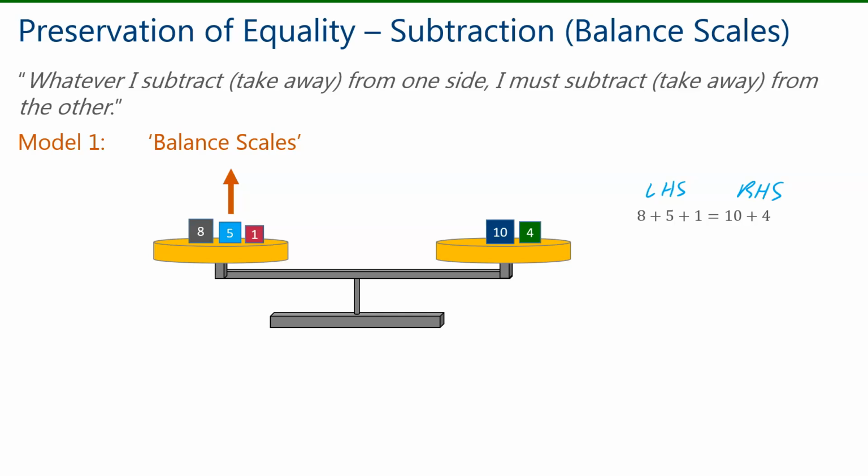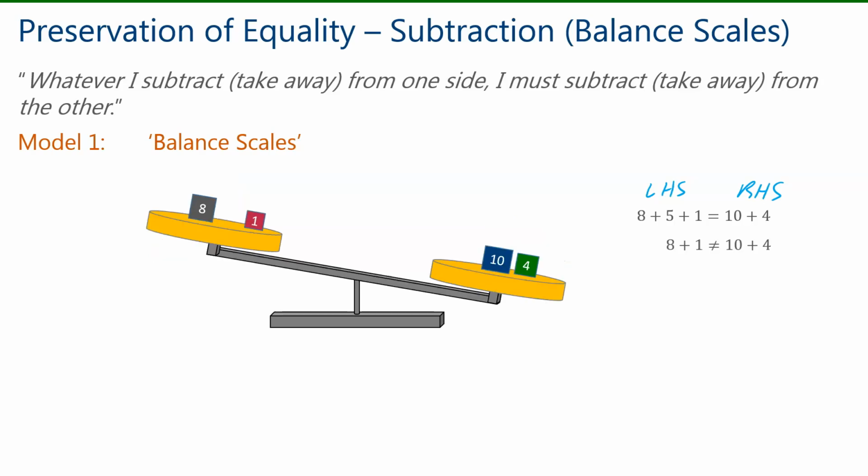We remove that mass of 5. That makes the left-hand side lighter, so the scale dips down to the right. If we want balance back, we've got to take away a mass of 5 from the right-hand side. Right now on the right-hand side, I have a mass of 10 and a mass of 4. So what I can do is take the mass of 10 and break it down into two 5 masses.